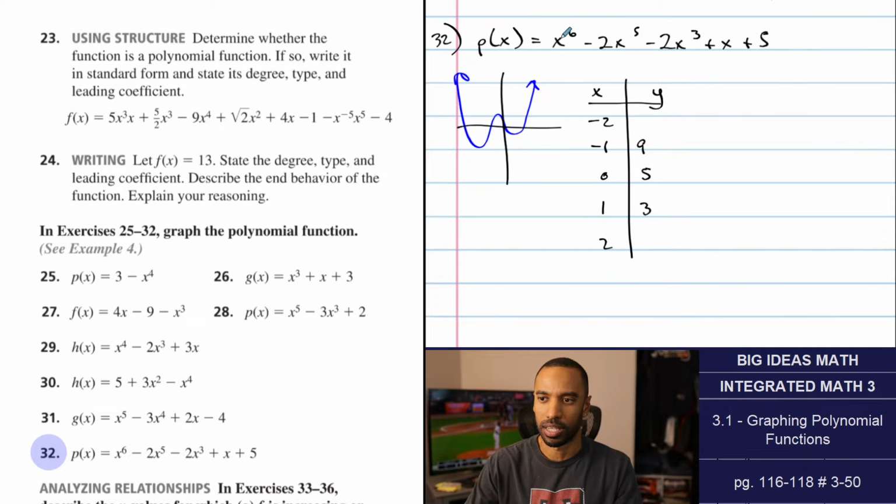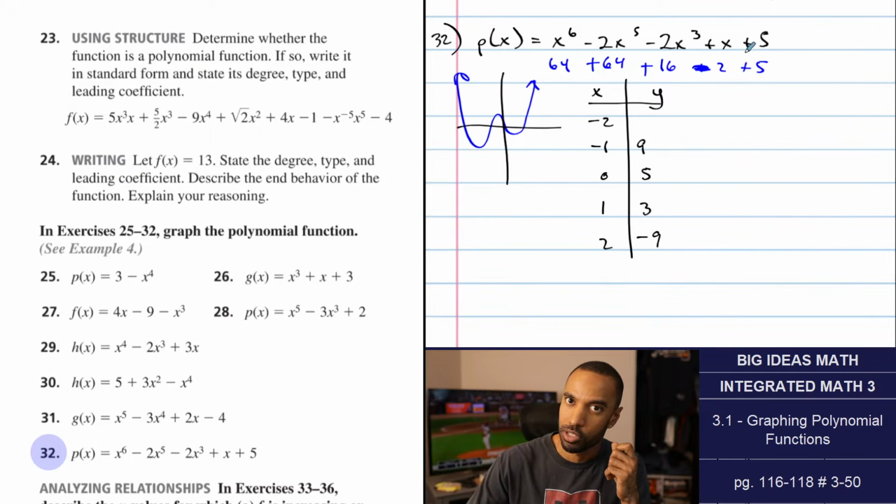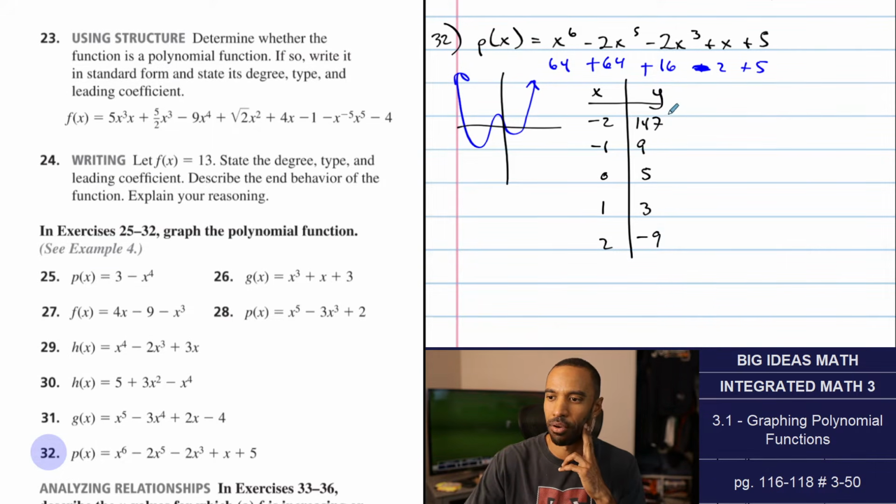It's the 2 and -2 that are trickiest, especially -2. Let's write these out for this, because then I can turn them negative when I need to here. 2 to the 6th is 64. This is minus 64, actually, right there. Minus 16 plus 2 plus 5. So the first one there, 0 minus 14, -9. Now, when I plug in -2, this will be 64 plus 64 plus 16 minus 2 plus 5. So this will be 128, 144, 142, 147. Once again, out of our window range.